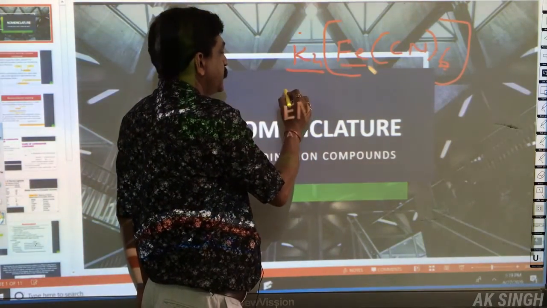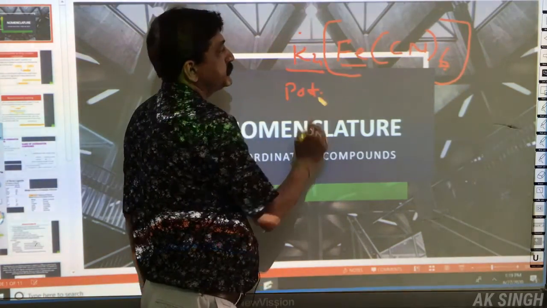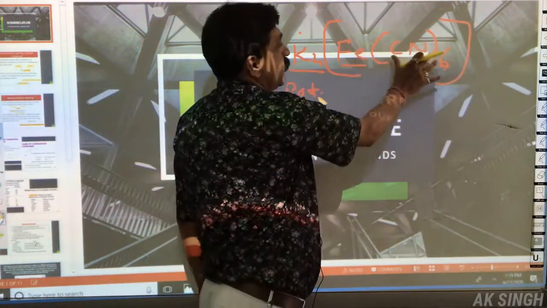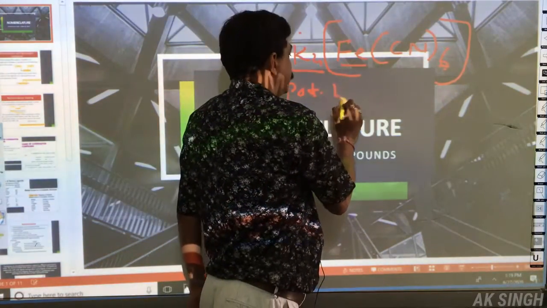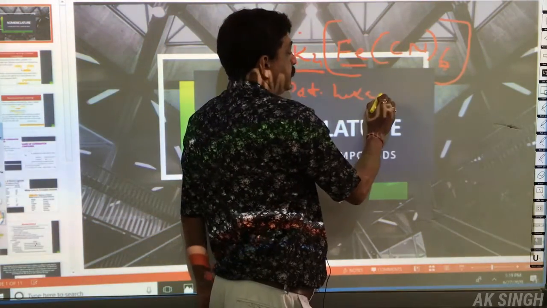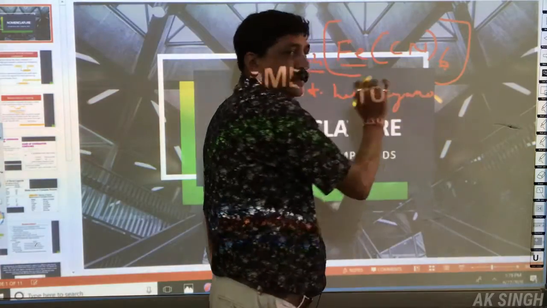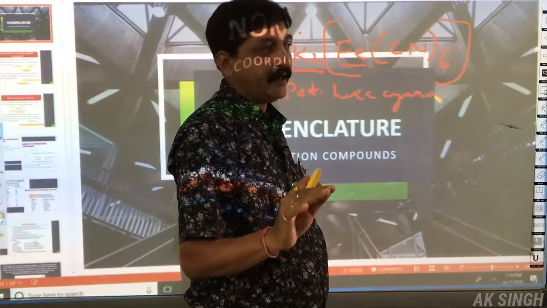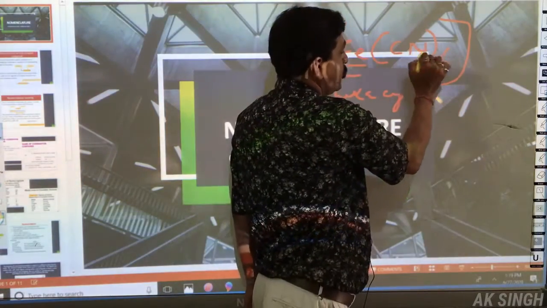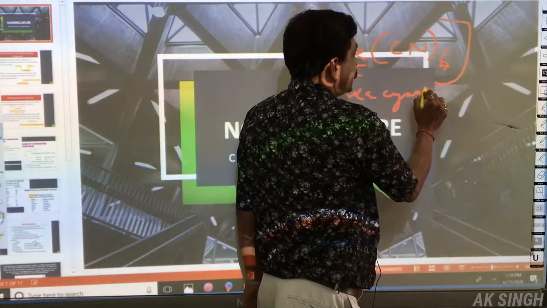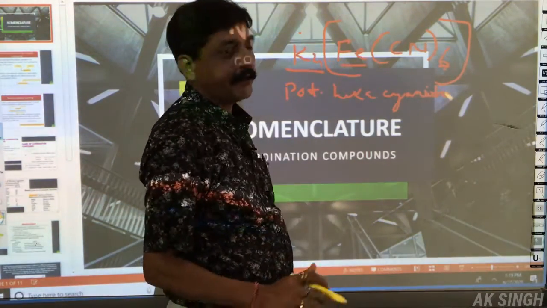Potassium. This is potassium, just write down potassium. In the coordination sphere, 6 ligands. We'll write hexa. I have written cyano, but in NCERT, according to 2004 nomenclature, this group has been noted as cyanido. Potassium hexacyanido.